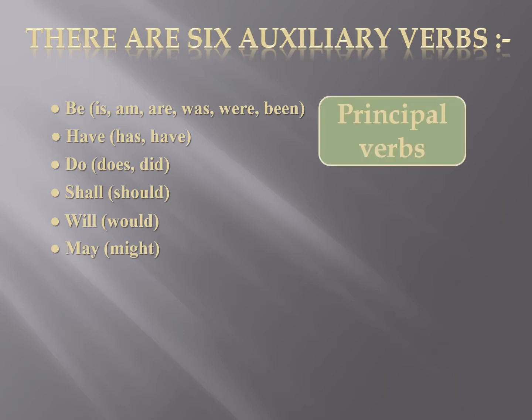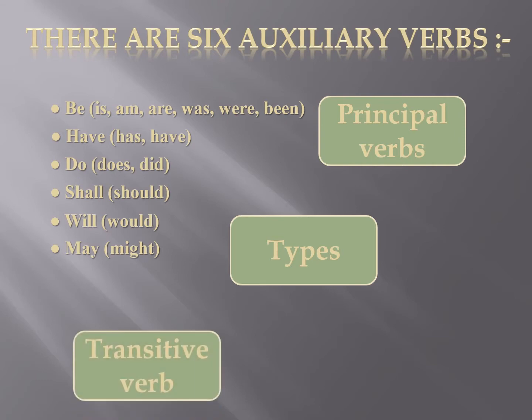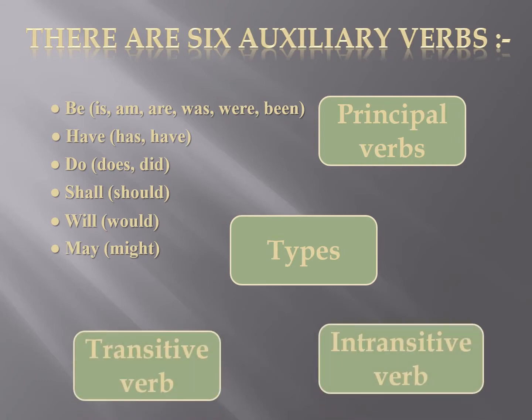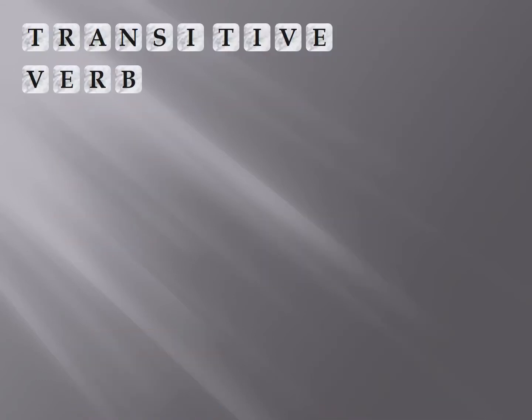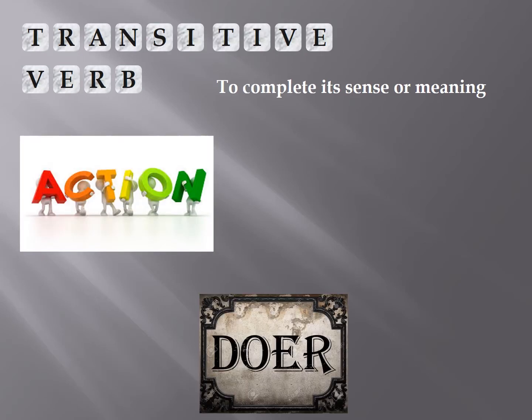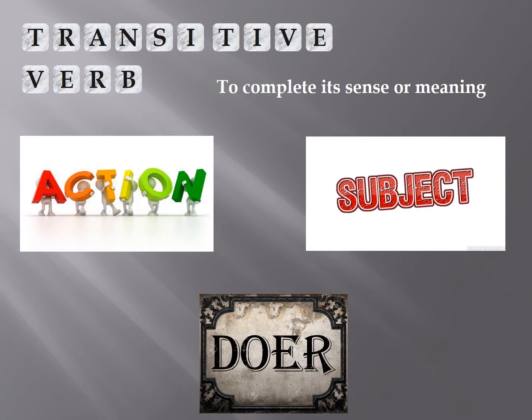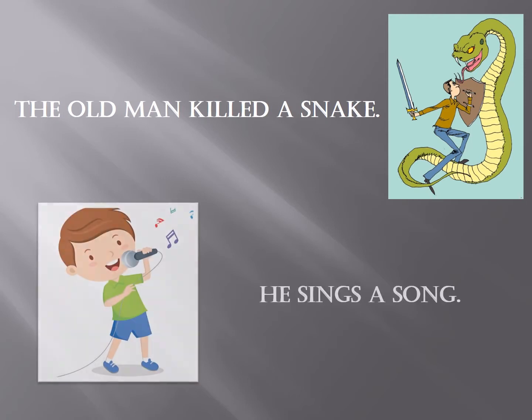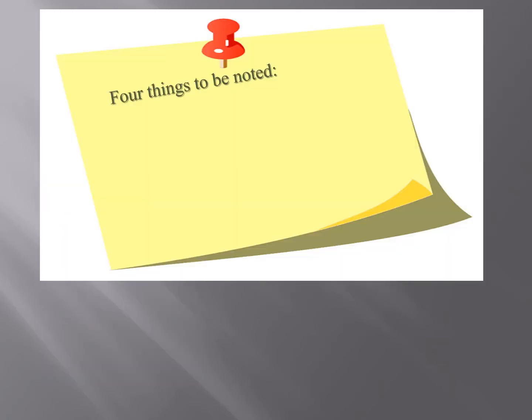If we talk about principal verbs, they are of two types, that is transitive verb and intransitive verb. A transitive verb needs an object to complete its sense or meaning. It denotes an action which passes over from the doer or subject to an object. For example, the old man killed a snake. He sings a song. There are four things to be noted.